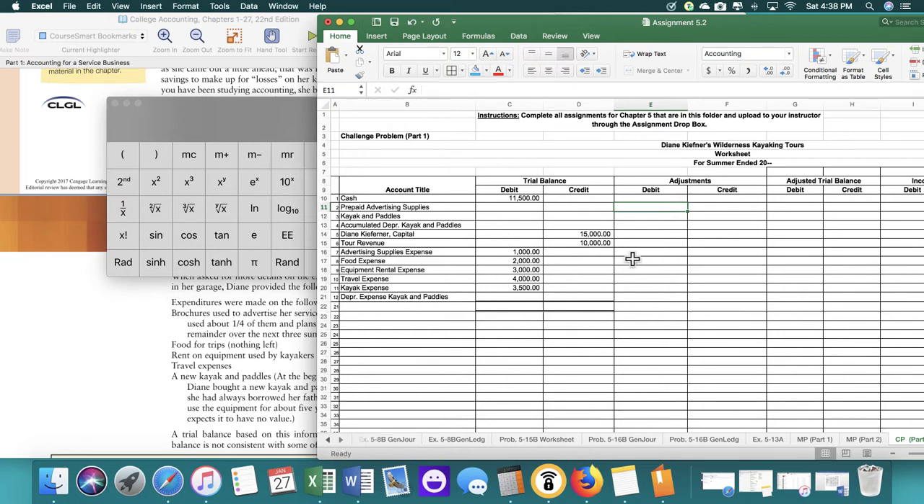And so that is actually going to be a credit in the expense instead of a debit. And so we're actually going to list that as a debit in prepaid advertising supplies. So that way going forward, we know she has that much inventory of advertising equipment in stock.